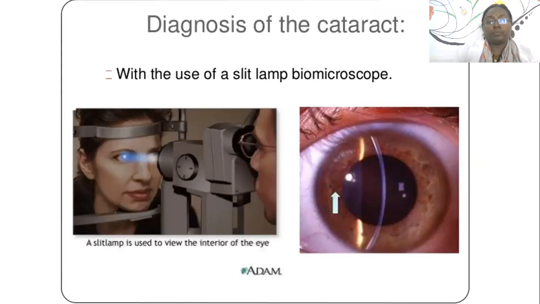Diagnosis includes slit lamp biomicroscope examination, where you examine the anterior part of the eye, cornea, anterior chamber, the lens. The lens is examined after dilating the pupil with tropicamide. So you see the color of the lens. And in early stages, vacuoles can be seen underneath the lens capsule.